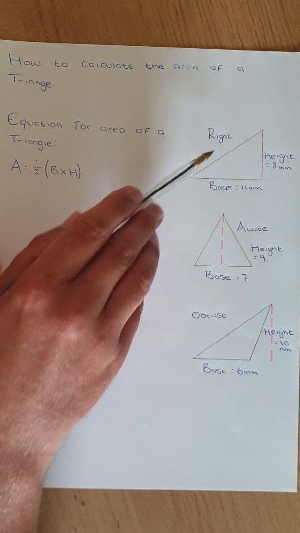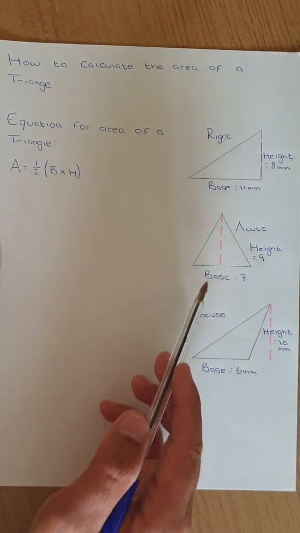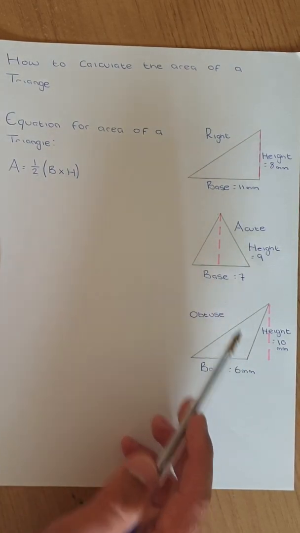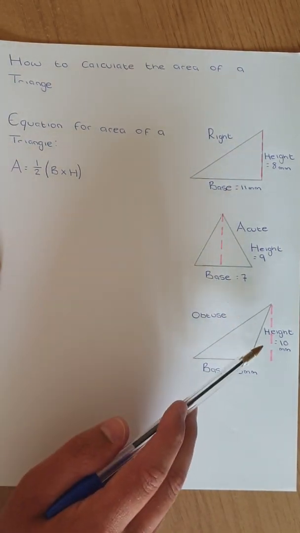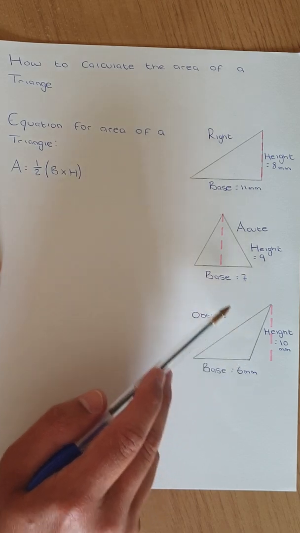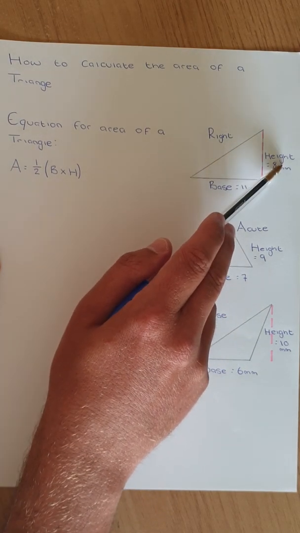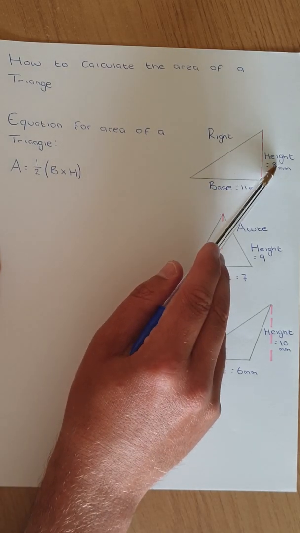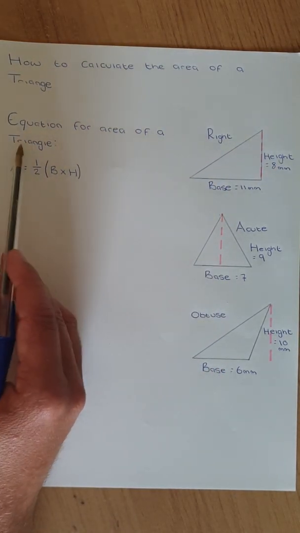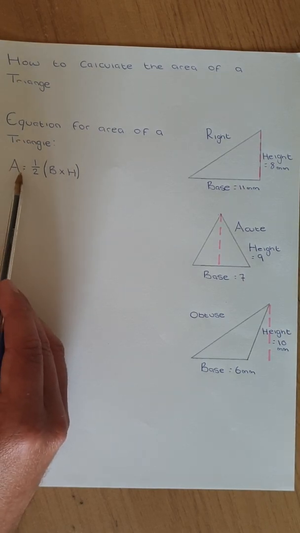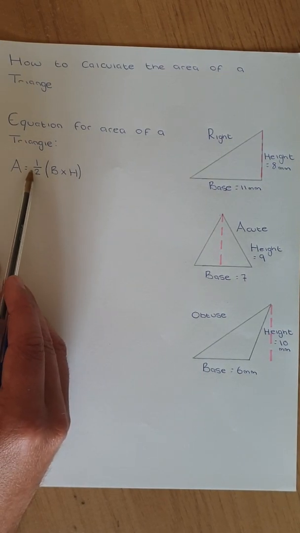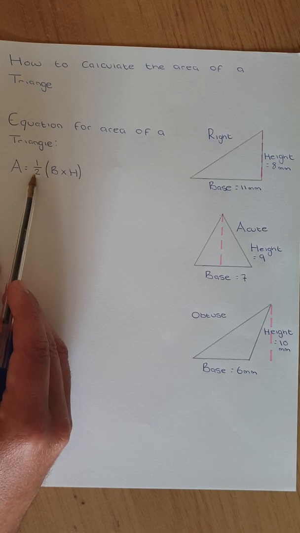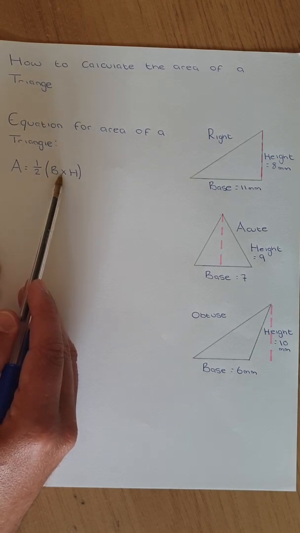Now this needs to be perpendicular to the base. As you can see, all these are perpendicular to the base. Now this gives us a height. So we have the base, and then we have the height. So the equation for area of a triangle is A equals 1 divided by 2 times base times height.